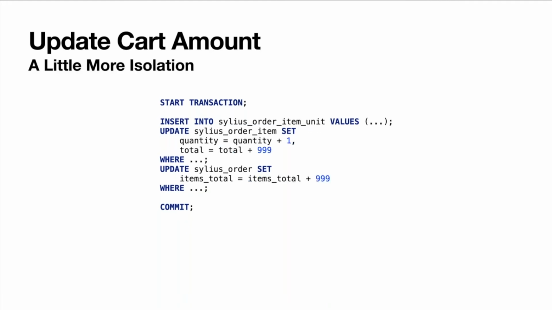So if you want to do this properly, you'll want to isolate these changes. You insert a new item unit, you increase the quantity by a certain amount, you increase the total by a certain amount, and you increase the items total in the order by a certain amount.